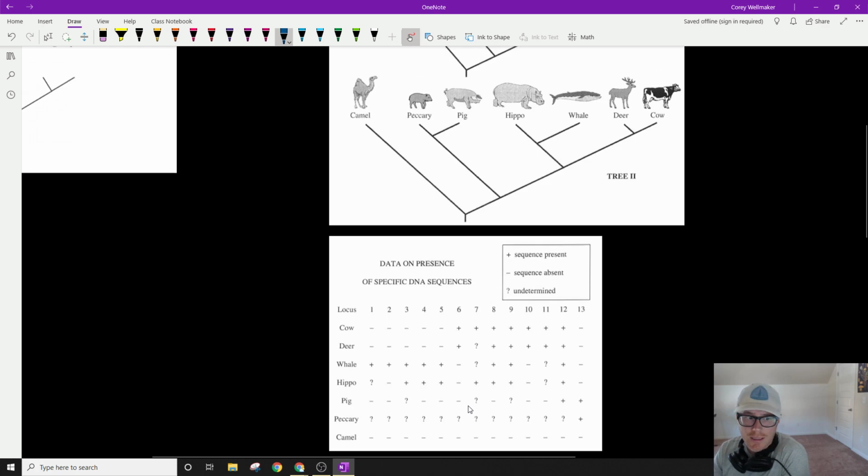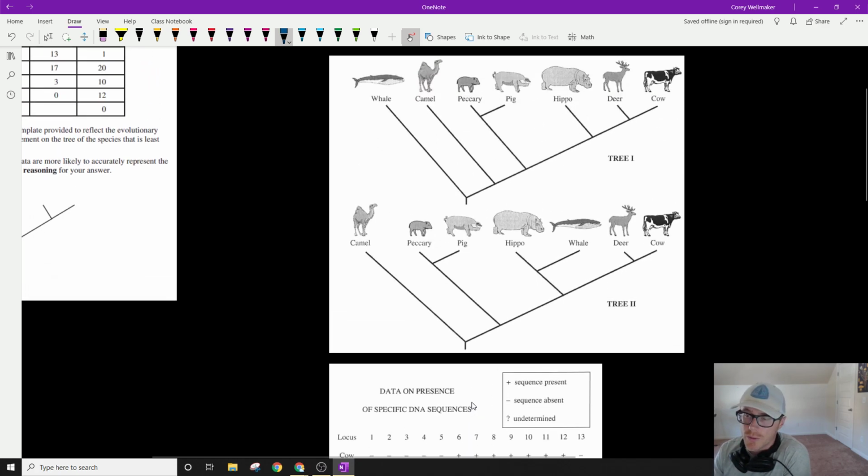And I think when you get information like this, the best thing to do is just to look at the outgroup. The outgroup is kind of like the control, because the outgroup by definition is supposed to be the group that is least related to all of the other lineages. So, for example, this top cladogram is saying that a camel is more closely related to a cow than it is to a whale.